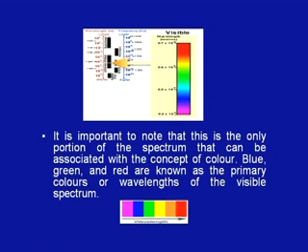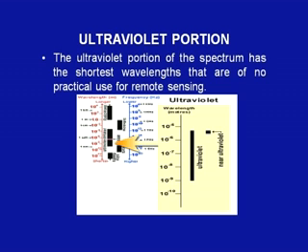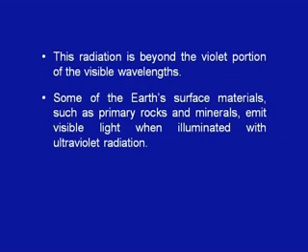It is important to note that this is the only portion of the spectrum that can be associated with the concept of color. Blue, green and red are known as the primary colors or wavelengths of the visible spectrum. The next portion is the ultraviolet portion. The ultraviolet portion of the spectrum has the shortest wavelengths that are of no practical use for remote sensing. This radiation is beyond the violet portion of the visible wavelengths. Some of the Earth's surface materials such as primary rocks and minerals emit visible light when illuminated with ultraviolet radiation.